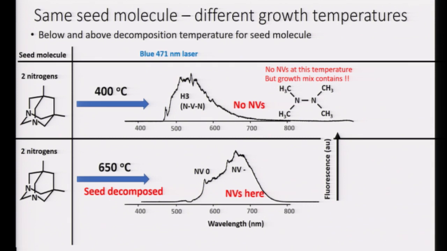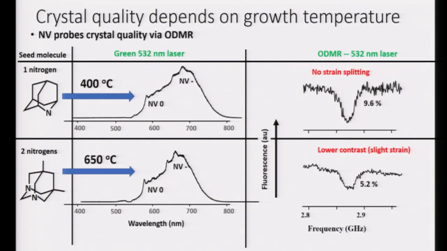Okay, so in the case of nitrogen, the temperature is somewhere between 400 and 650. And so this is a standard thing for crystal growth. So instead of having to purify a starting material, we simply grow at different temperatures. And we have dirty starting material, but we get very, very clean diamond. And to show you how clean it is, we use a nitrogen vacancy as a probe of the local environment.